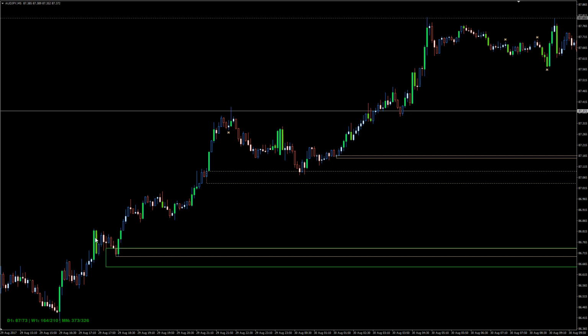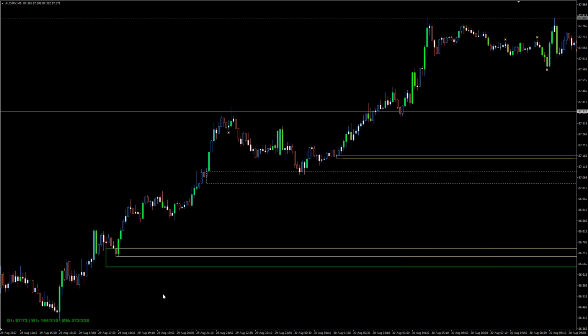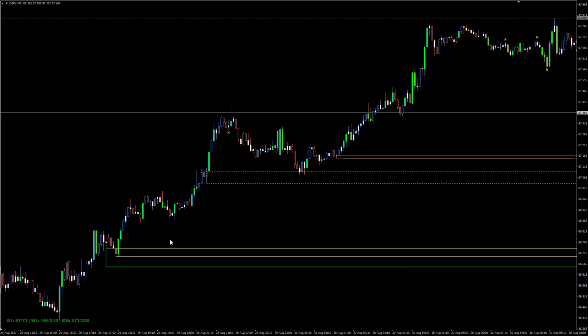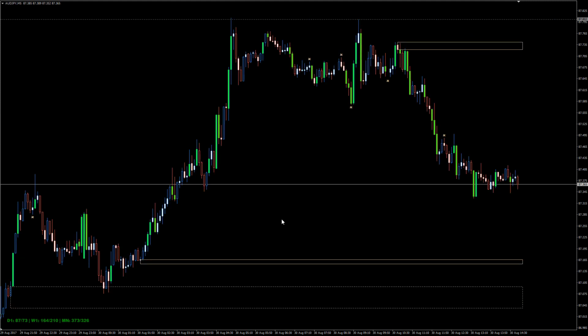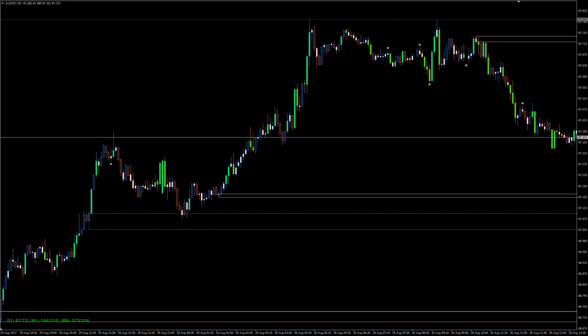And this one is less clear. You can see the price has kind of been in the area for quite an extended period of time, which I don't necessarily like. Has price been back to the area? No, it hasn't. And until price did come back, this was a nice fresh area of demand, but now it's tainted, and so we're not expecting this. Well, it can hold again in the future, but it's lower probability now because it's already been tested once before.